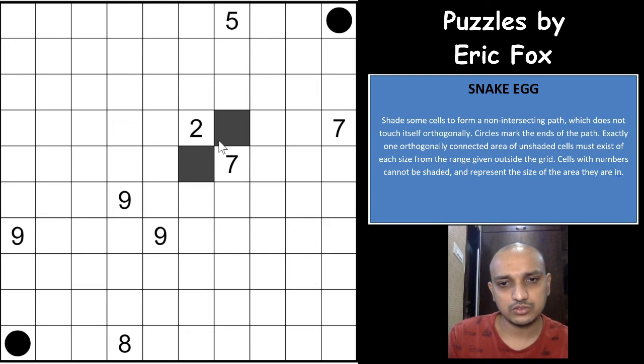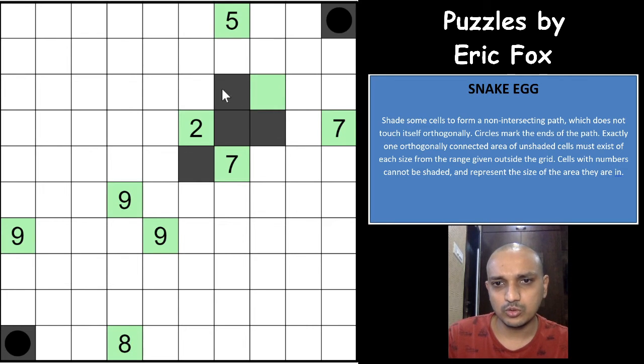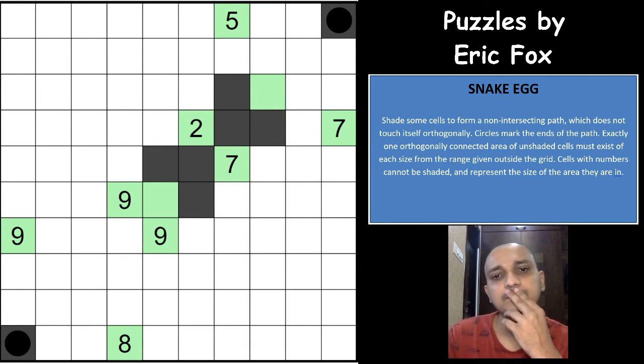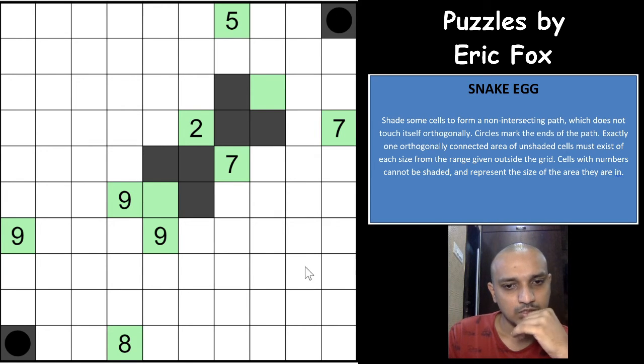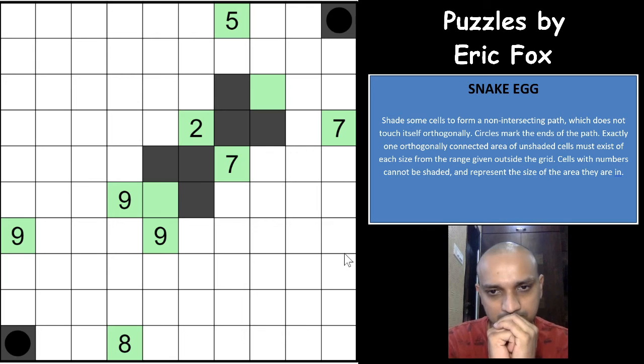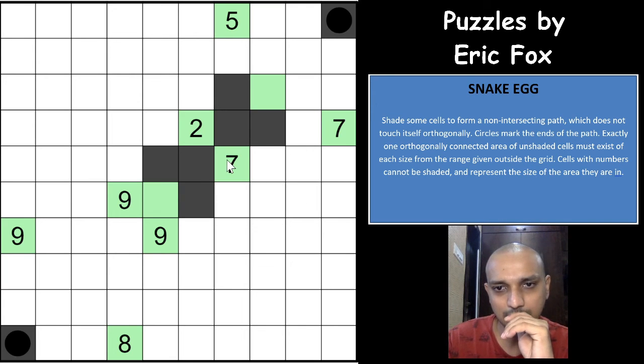So of course this would have to be snake egg. All of these would have to be green cells, right? I'll just mark them here, and the path will have to go this way, the path will have to go this way. So this is done. Okay, 7s would have to meet, 9s would have to meet, right?